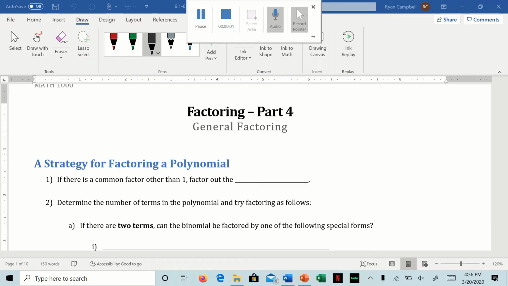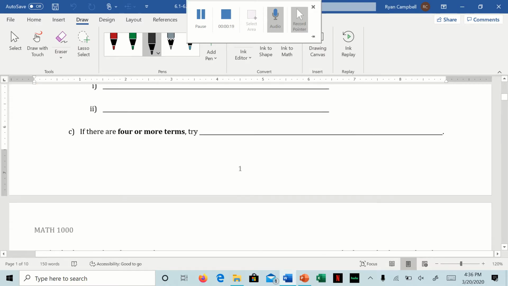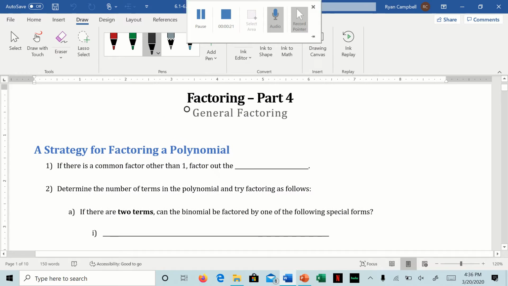All right, last section on factoring. So basically, this is just putting everything together. If you see a polynomial and you're trying to figure out how to factor, this is one page of information that you can use as a strategy to do it all. This is just basically putting everything we've talked about all together.